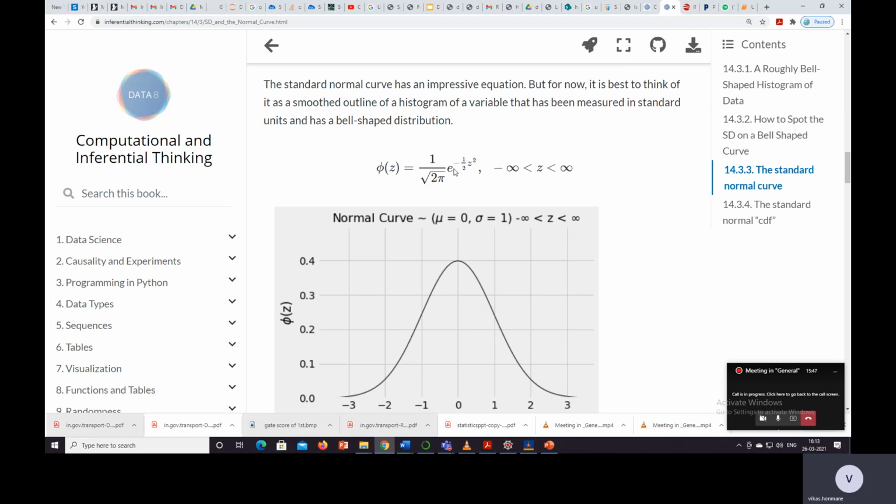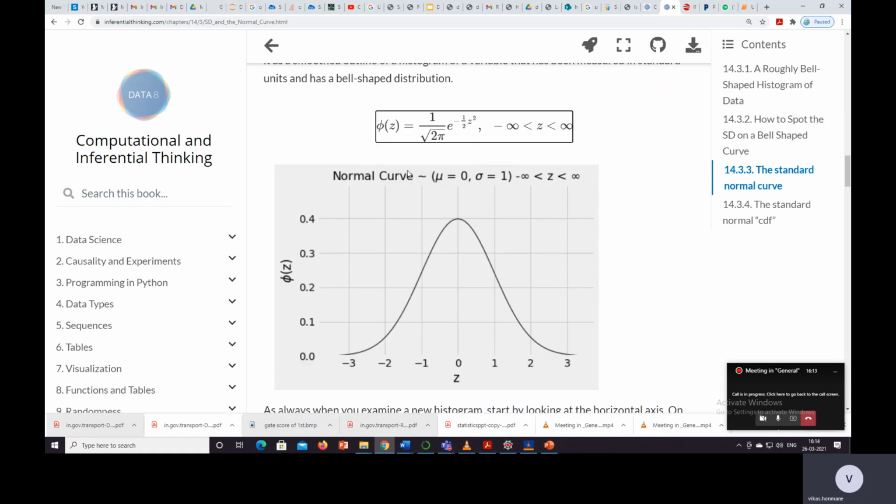Okay, so we know what the value for e is. Already I have conveyed to you to put the value for pi as 3.14, and the value for e. And z is the value for the standard deviation, meaning one standard deviation away or two standard deviations, and it is measured in standard units.